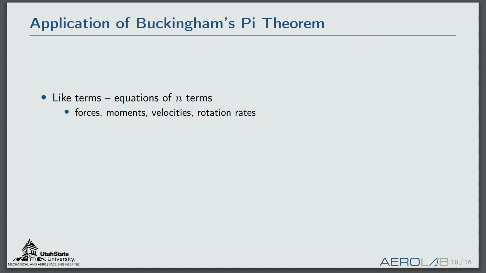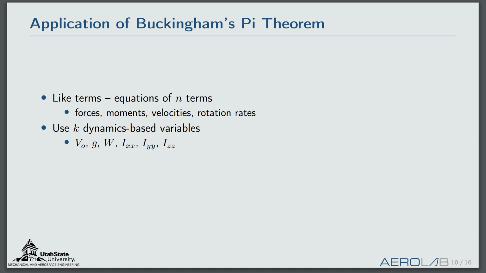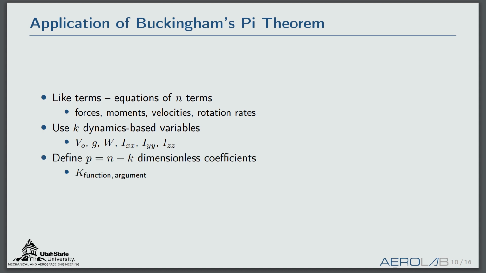And so we took a look at using Buckingham's Pi Theorem. And now, once again, we have these equations of n terms, and we had a system of equations of forces and moments, and one of velocities, and a set of equations of the rotation rates. And so we were able to figure out some set of k dynamics-based variables, once again in terms of dynamics-based variables instead of aerodynamics-based variables. And so we're able to define these p dimensionless coefficients, and there's an example there of we have some derivative, it's a capital K, and then in the subscript we have a function, comma, and the argument of the derivative.